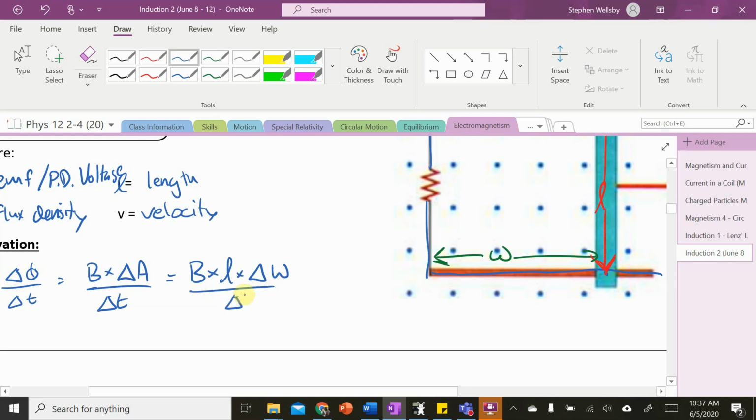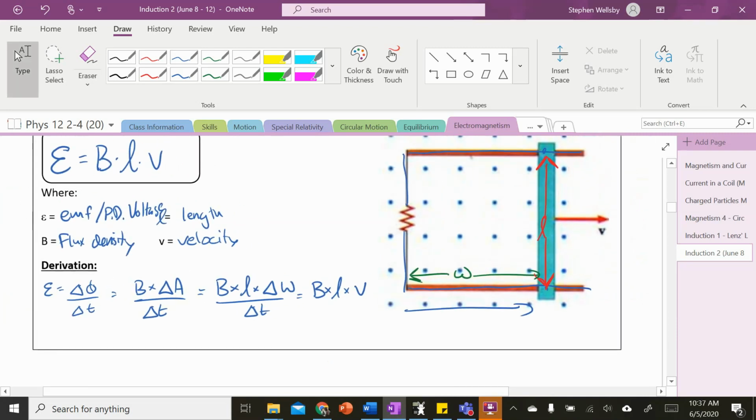And we're going to divide this by the time. Well, what would we call this? How quickly it changes this width with respect to time? Well, the delta W over delta T, this is going to be our velocity. So delta W over delta T is velocity, and this leaves us with magnetic field strength, or flux density, multiplied by the length, multiplied by the velocity. So that's where this formula here comes from.